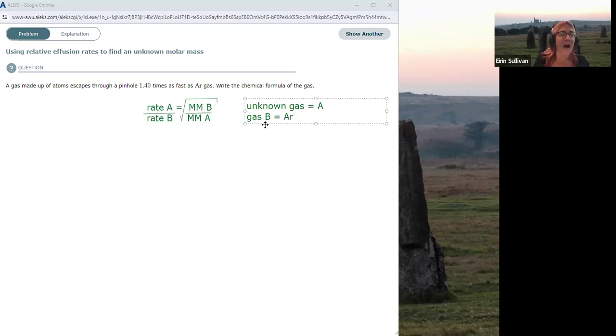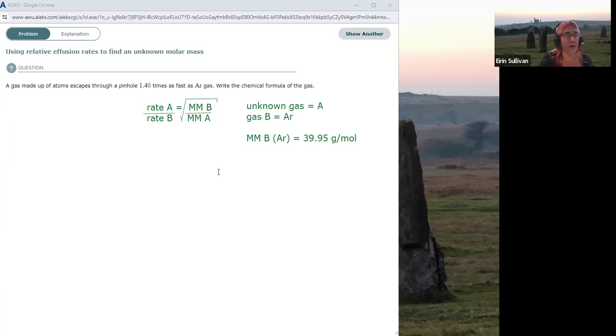argon. Okay, so we are able to then look up the molar mass of gas B, which is argon. So you can just use your periodic table, okay? So argon has a molar mass of 39.95 grams per mole. So then we can just plug and chug this ratio, which is rate A over rate B is this 1.4 times. And a little thing that can help you out as well as far as the wording goes here.